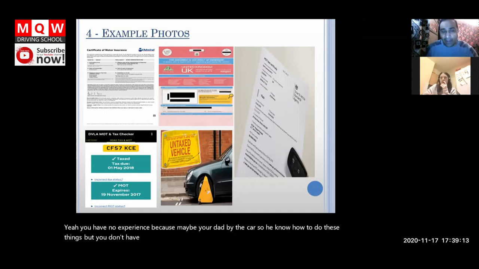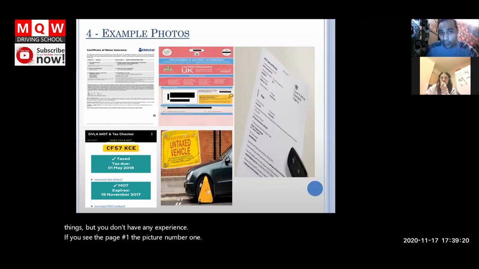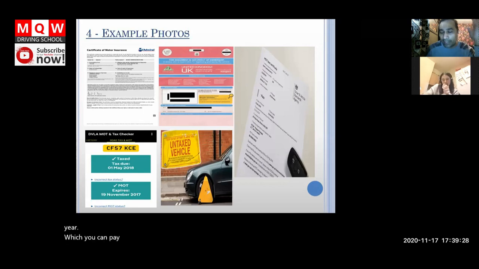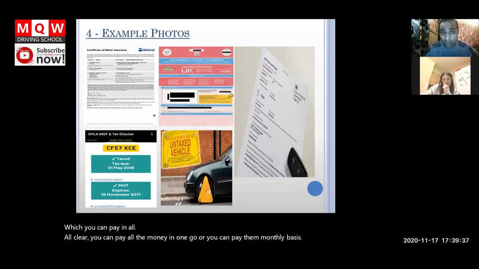Okay. If you see the page number one, the picture number one, certificate of motor insurance. When you buy the insurance, they give you the insurance for 1 year, which you can pay in all clear. You can pay all the money in one go, or you can pay them on a monthly basis. Okay. Yeah. Some people pay quarterly, 3 months, as well.